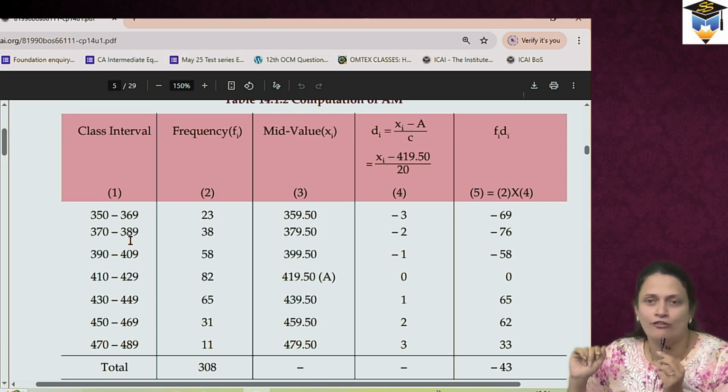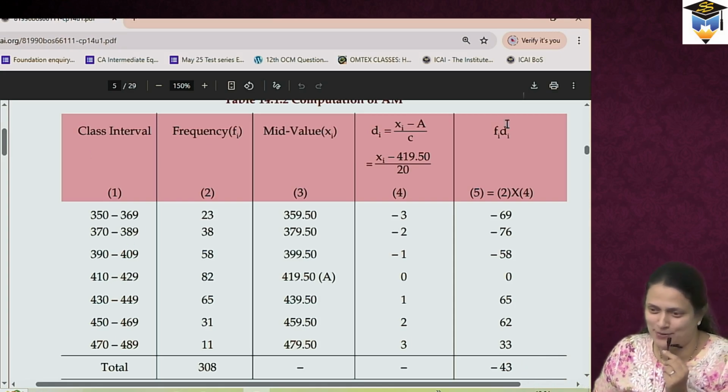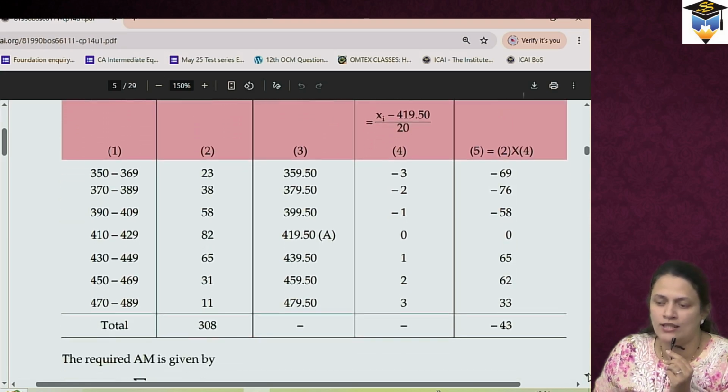They have found out the value of di. And at the last, okay, so I want you to write down this example. Please write down this example. Computation of AM for grouped frequency. Okay, please write it down. लिखना है अभी. And just find out what is fidi and check whether the total is coming out to be minus 43, all of you.